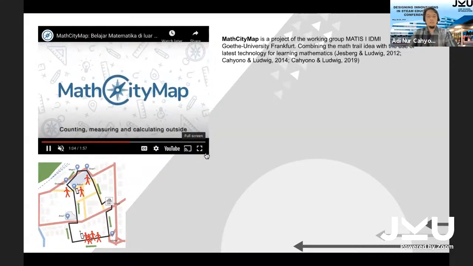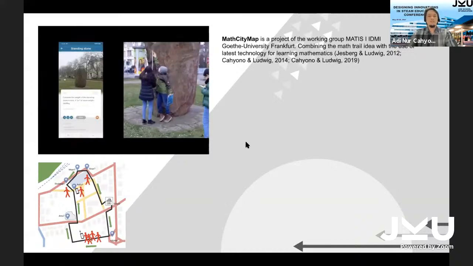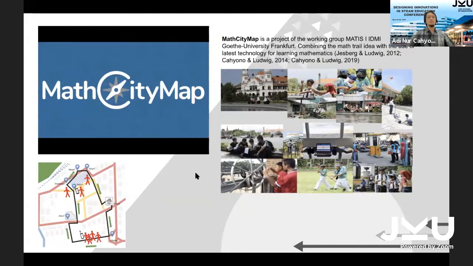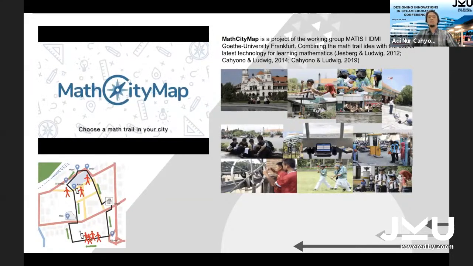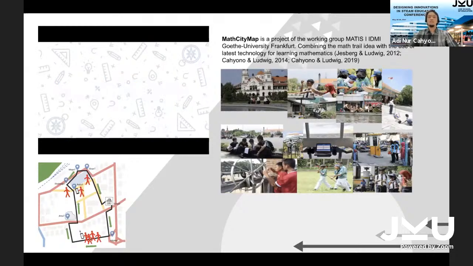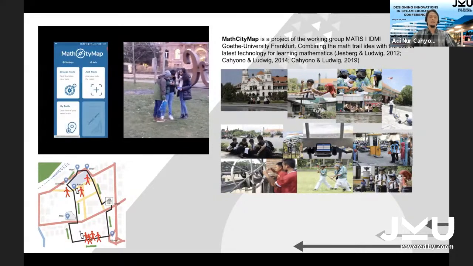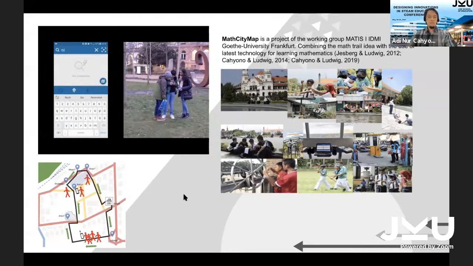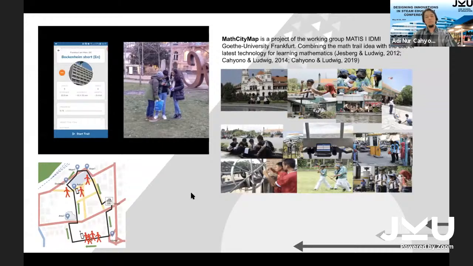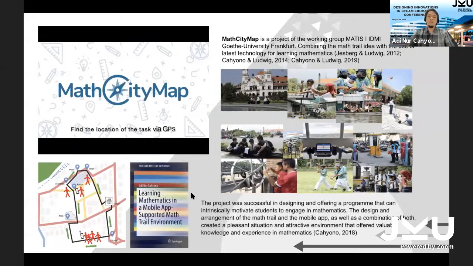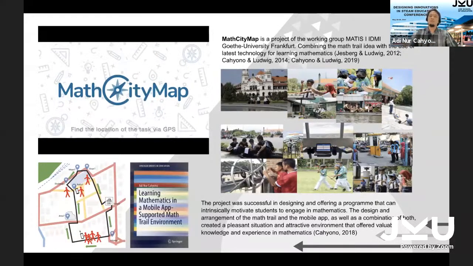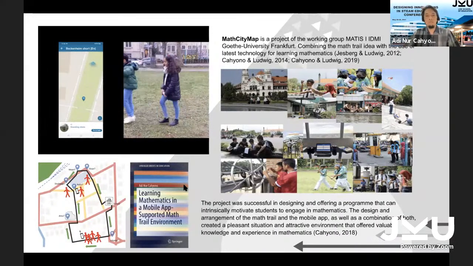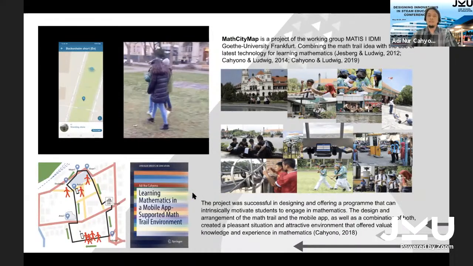And then we also have some of the activities in Indonesia, where teachers and students carry out the Mad City Map activities at tourist attractions and city parks, for example, and also in a historical museum and others. The results show that the Mad City Map had a positive impact on the students' motivation and performance. This is some of the information about the Mad City Maps, especially in Indonesia.